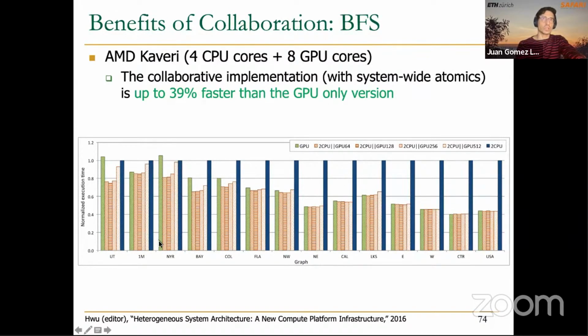The green bar is the GPU-only version, and the brownish bars with a pattern correspond to the collaborative implementation using different thresholds or different limits. And even for the Bay graph, where we didn't obtain any performance improvement on the Jetson, here we can observe some interesting speedup.